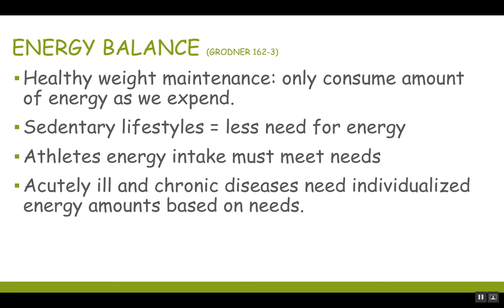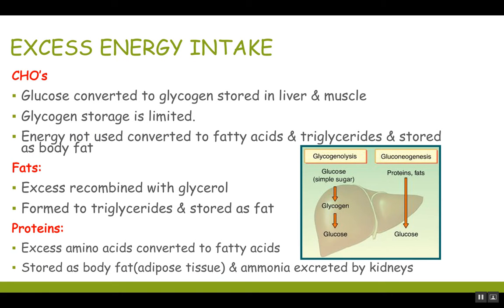So what happens if we take in an excess amount of energy? If we take in an excess amount of carbs, carbs break down to glucose, so the glucose that's not needed is converted to glycogen and stored in the liver and the muscle. We can only store a limited amount of glycogen, and the energy not used is converted to fatty acids and triglycerides and stored as body fat. So your body takes what it needs, stores a limited amount of glycogen, and then the rest of it gets stored as fatty acids and body fat.